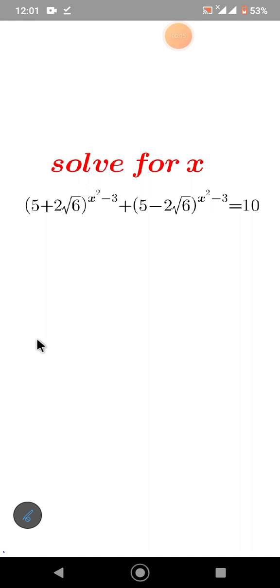In today's video I'm going to be solving this interesting exponential equation. Now the first thing I'm going to do is let 5 plus 2 root 6 be equal to a. So say 5 plus 2 root 6 is equal to a.